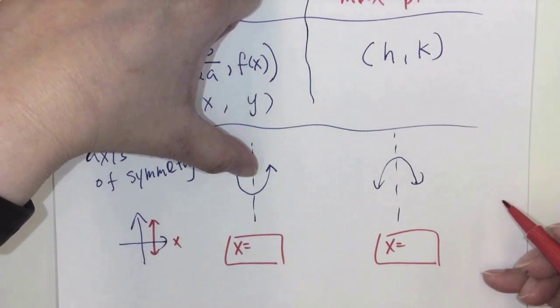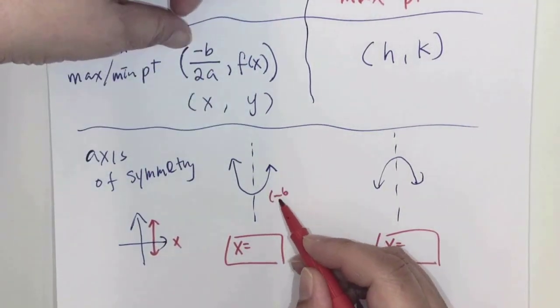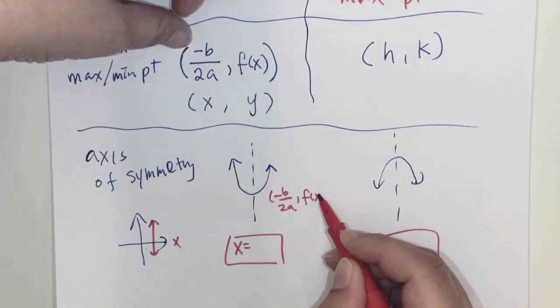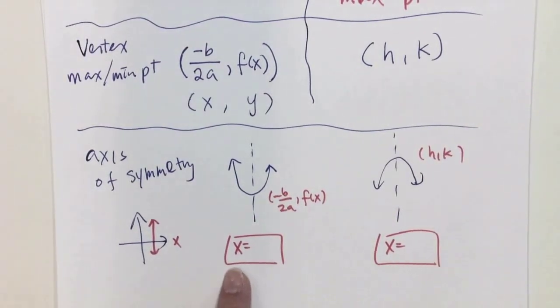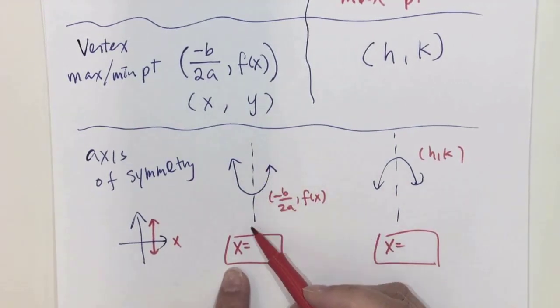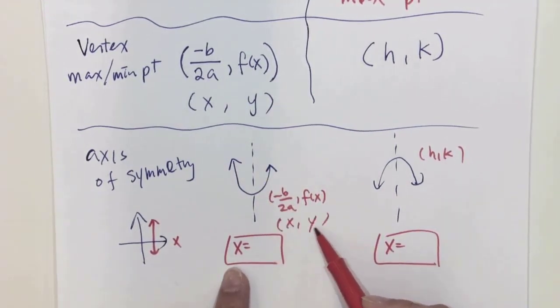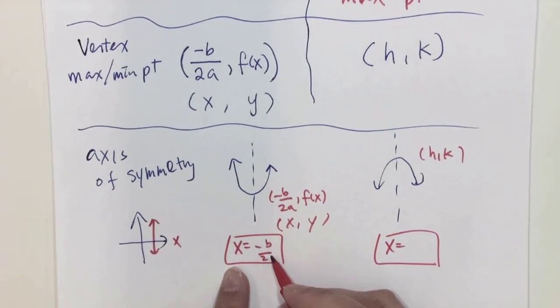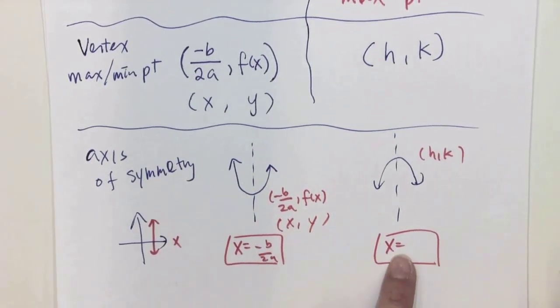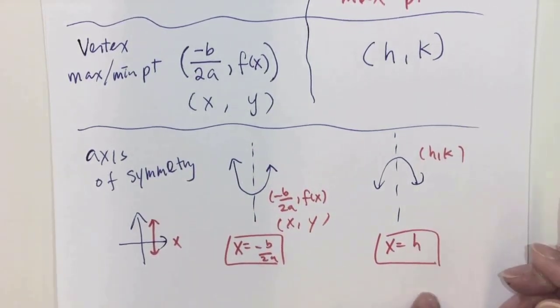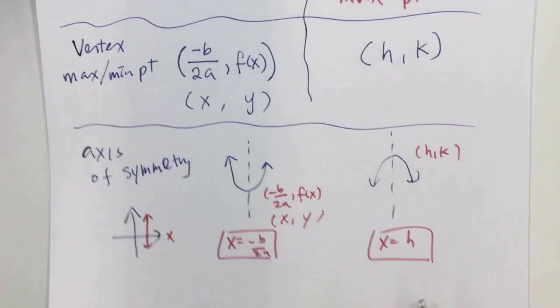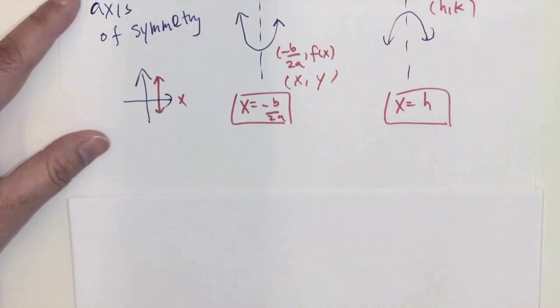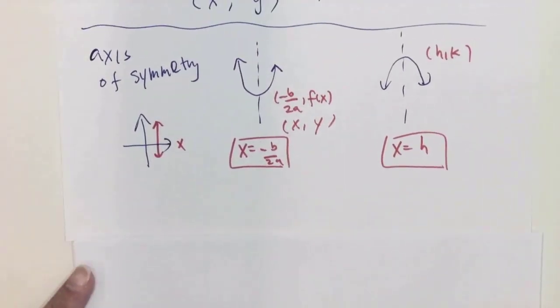Because it's going through the vertex, this is like negative b over 2a, comma f of x, right? And this would be h and k. So this one would be x equal to what? You go through this point, your x value is negative b over 2a, and your x value for this one is h. You need this for 10.2, so I'm just reviewing a little bit before you get there. Okay, so this is the axis of symmetry, and that's quadratic.